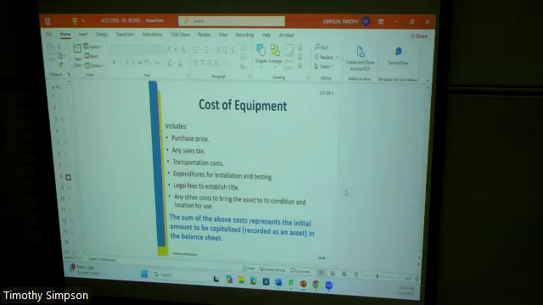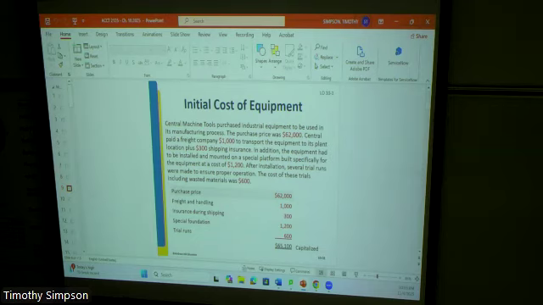Testing, installation, we got to that. Any kind of legal fees and whatnot. All these represent the initial amount to be capitalized. And capitalized simply means recorded as an asset. That's really all that is going on. Okay. So here's an example.